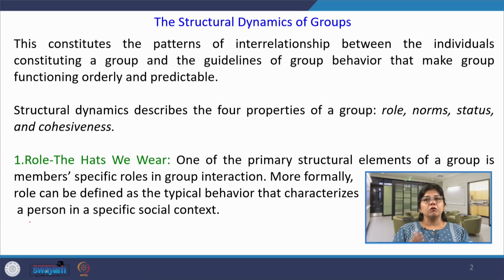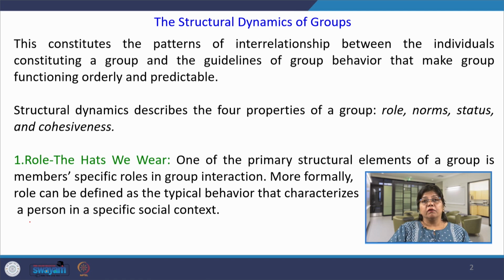That means what constitutes a group that makes the group extremely and highly functional, orderly and predictable. When we talk about structural dynamics of groups, it also talks about how, based on the structural properties of the groups, different interpersonal relationships are maintained among the team members or the group members. Therefore, structural dynamics describes the four properties of the group, that is role, norm, status and cohesiveness.